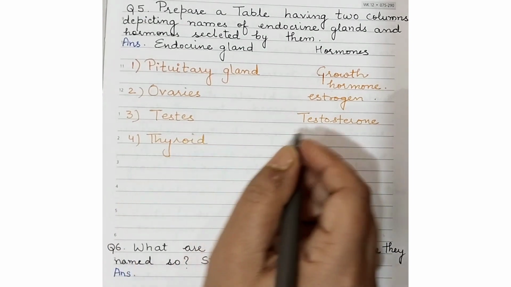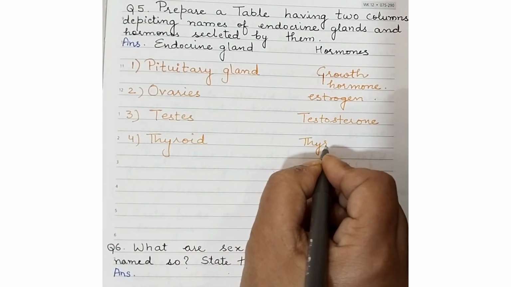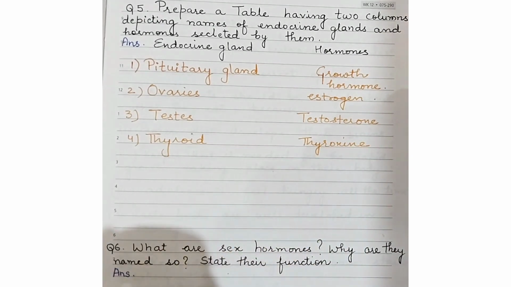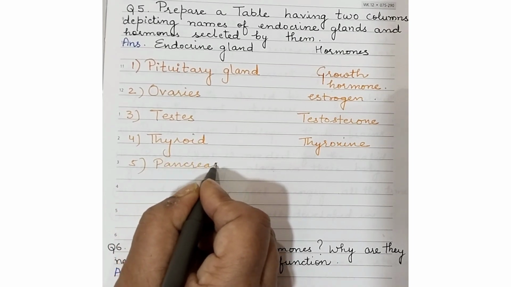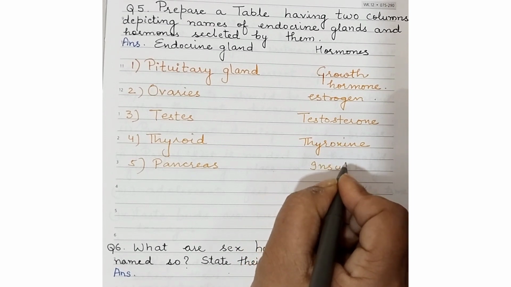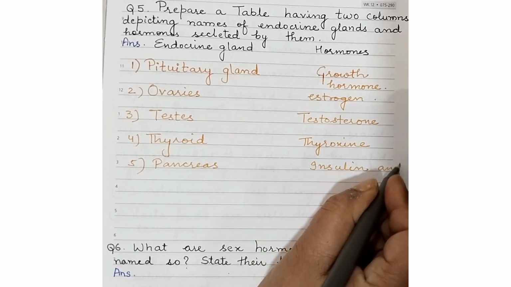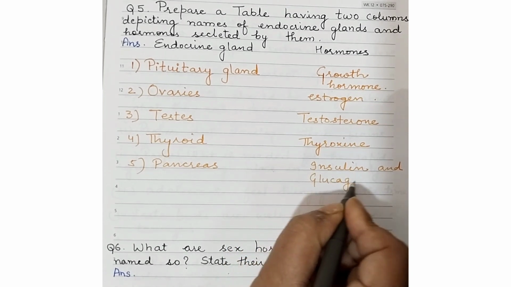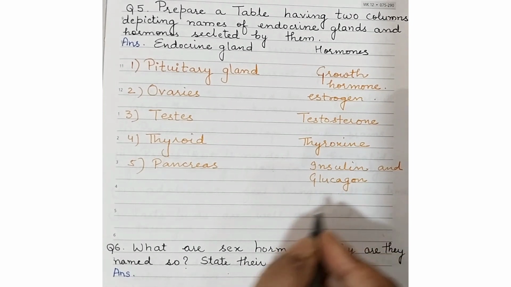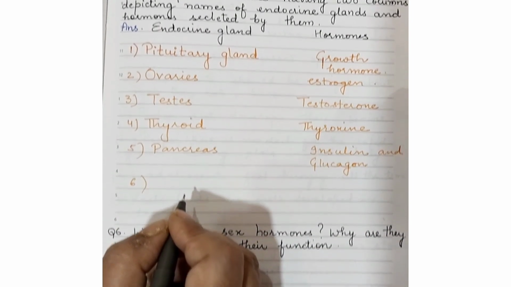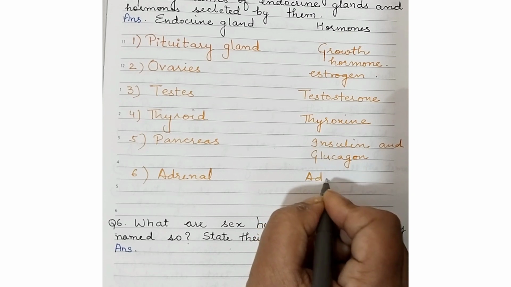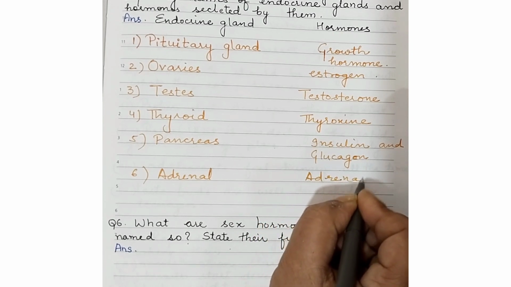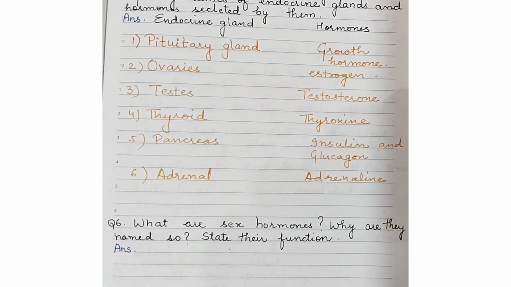Next, number four, the endocrine gland is thyroid, and the hormone secreted from this thyroid gland is thyroxine. Number five, the endocrine gland is pancreas, and the hormone secreted by this gland is known as insulin or glucagon. Okay, number six, the endocrine gland is the adrenal gland. This gland is present on the kidneys, and the secretion is adrenaline. Adrenaline hormone is secreted from the adrenal gland.